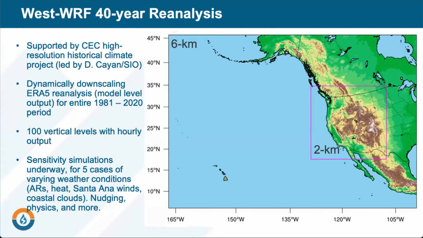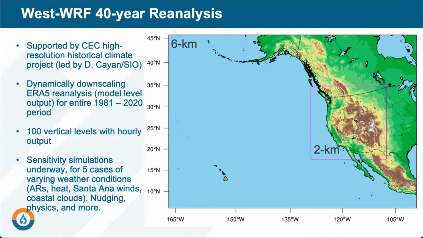I just want to highlight a couple other research-related, non-operational simulations we're involved with right now, which is helping to increase our modeling capacity in the group. The first is the West-WRF 40-year reanalysis. This is supported by the CEC High Resolution Historical Climate Project, led by Dan Cayan here at Scripps, where we're dynamically downscaling the ERA5 reanalysis, model level output from ERA5 for the entire 1981 to 2020 period. This is using 100 vertical levels with hourly output.